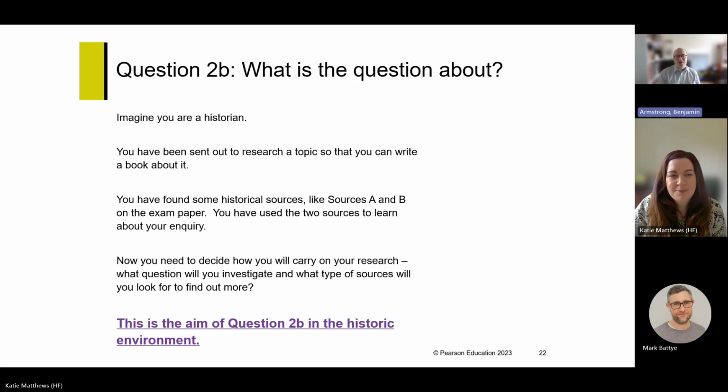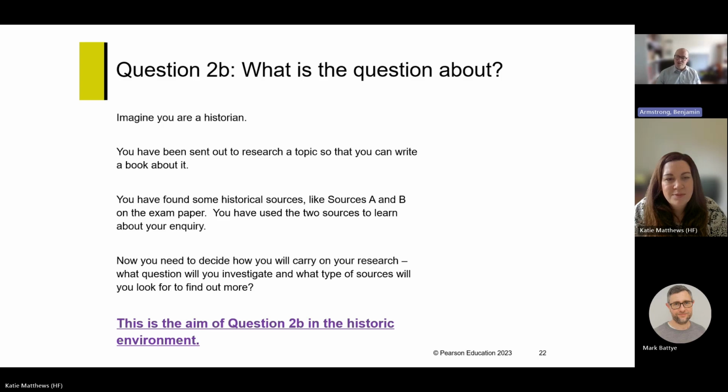So really with question 2B, you have to imagine you're working as a historian. You've been sent out to research a topic because you want to write a book or an article about it. And you've found some historical sources, like sources A and B that you've just written about in question 2A. You've used the two sources to learn about your inquiry, so now you know a little bit about the topic. But it's time to carry on your research. You need to think about what you would do next as a historian to continue learning about the inquiry.